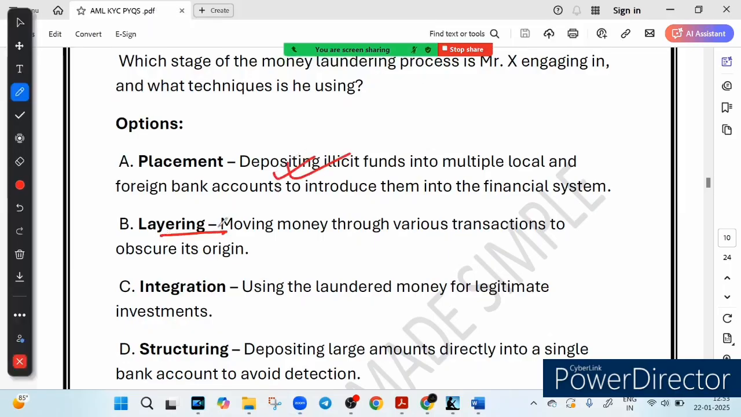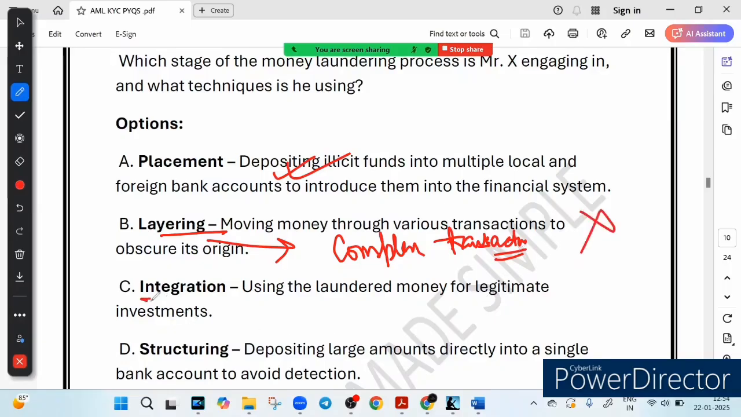Layering. See, this is incorrect because layering happens after placement. First placement occurs, then layering occurs. Layering involves moving the money through a series of complex transactions to obscure its illicit origin. So what do we do in layering? We move the money through a series of complex transactions, right? Mr. X has not started doing that yet. So this is incorrect.